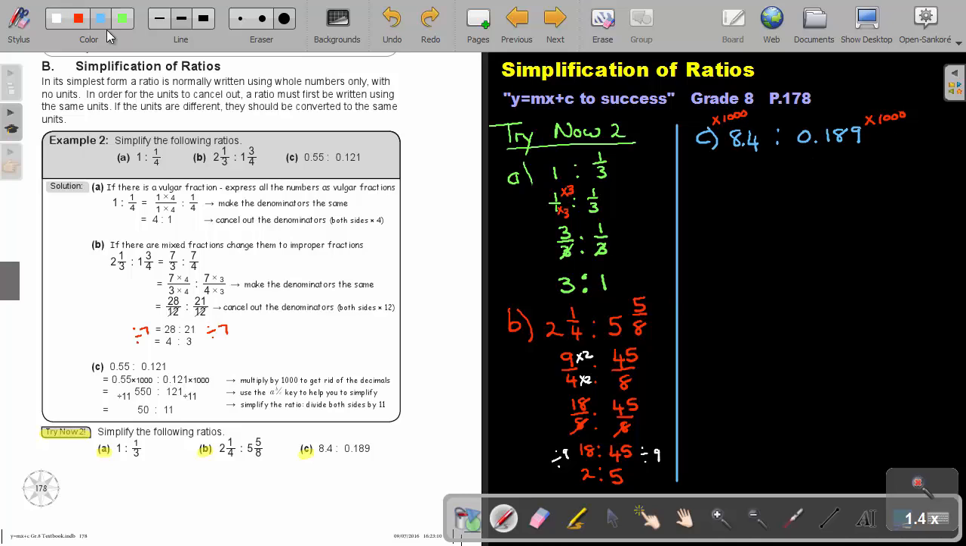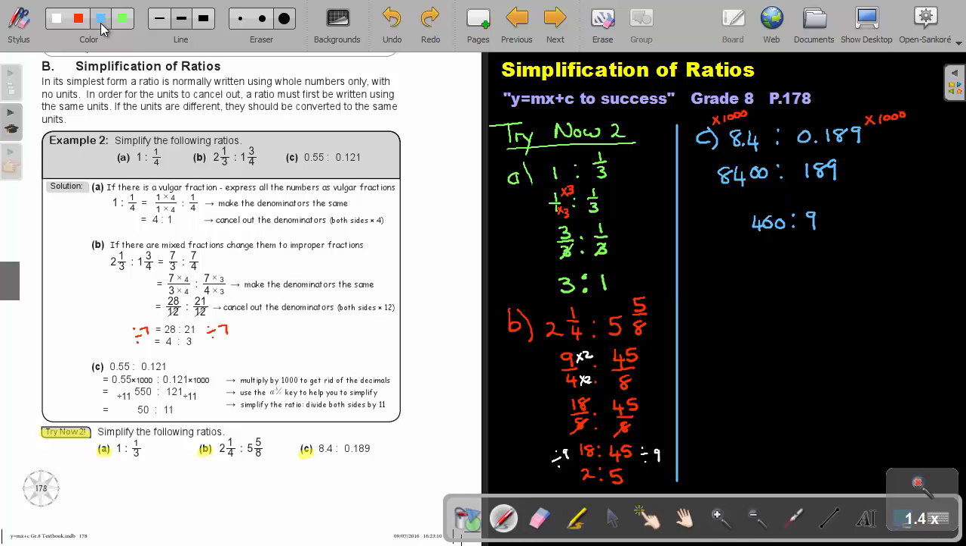So basically, I'm getting 8400 to 189. And now I start simplifying. This can divide by 21 and 21, but you can press your calculator. You can press 8400 ABC 189 equals, and then just remember it's going to be a mixed number. Press Shift ABC. And your final answer will be 400 to 9.